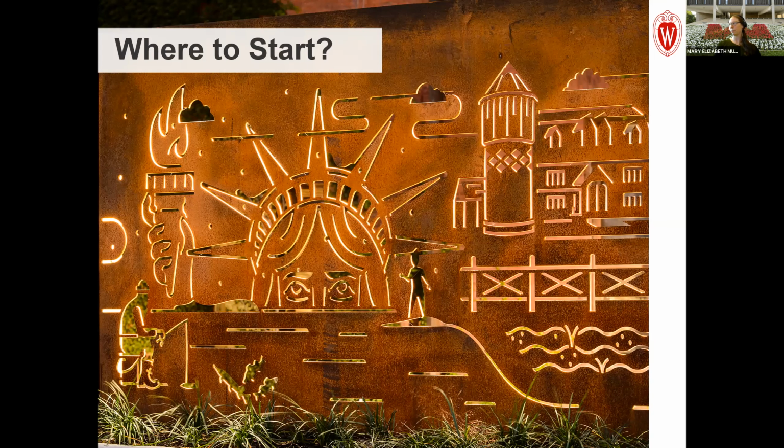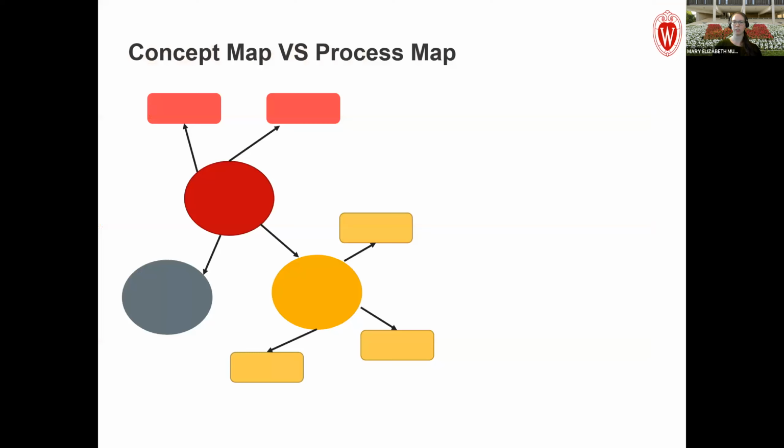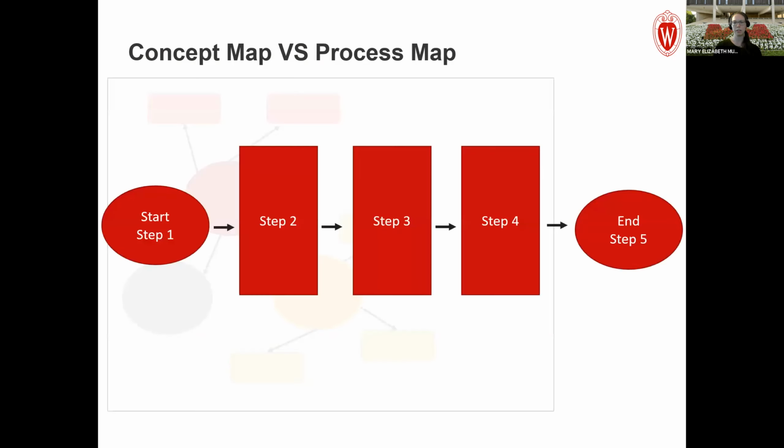Where do we start? First, let's look at the difference between a concept map and a process map. You may want to start with a concept map, identifying general buckets of information and the relationships between them. Then move to a process map, which adds linear time between each step, identifying how long things actually take and the logical decisions made throughout the process.